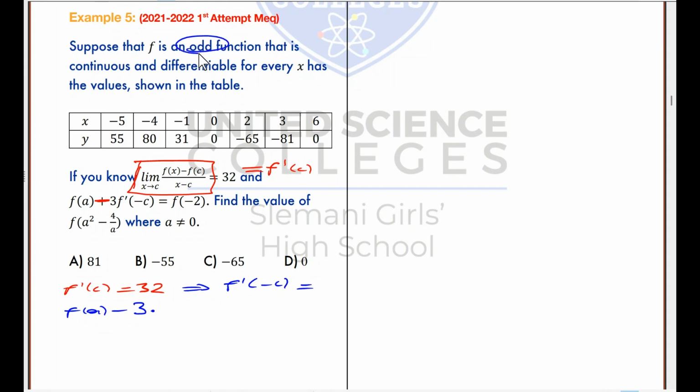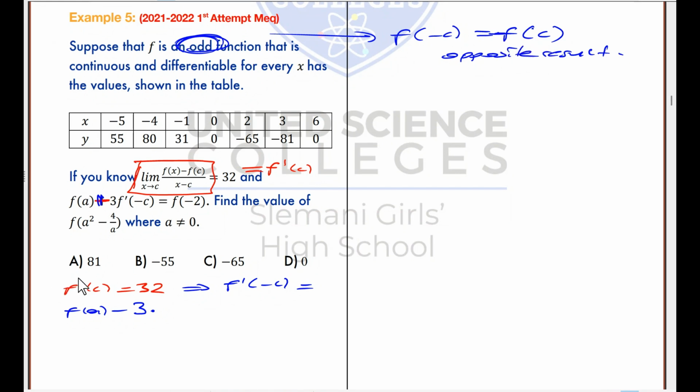We are given that the function is odd. What's the relation in an odd function? The relation is f of minus c equals minus f of c, right? So if you change the sign of x, the sign of the result will also change. You get the opposite result. So this is what an odd function means.